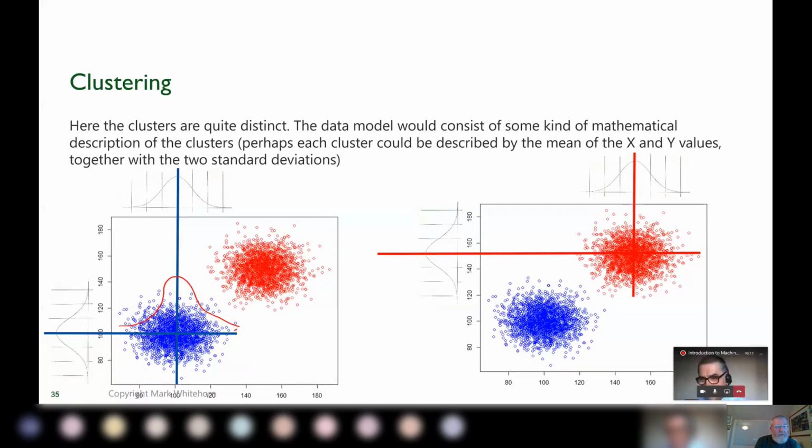And if you have the same normal distribution there, then actually that entire cluster could be described in terms of the mean along this value and the mean along that value, and the standard deviation here and the standard deviation there. In other words, that whole cluster could be described in 4 numbers: the mean value here, the mean value here, and the standard deviation in both cases. The same could be true of that. So the data model for that could be as simple as 8 numbers.